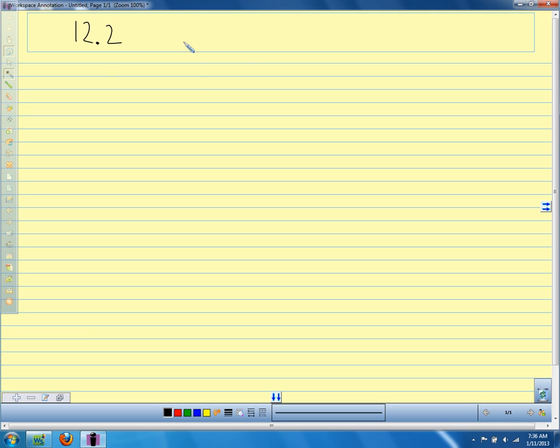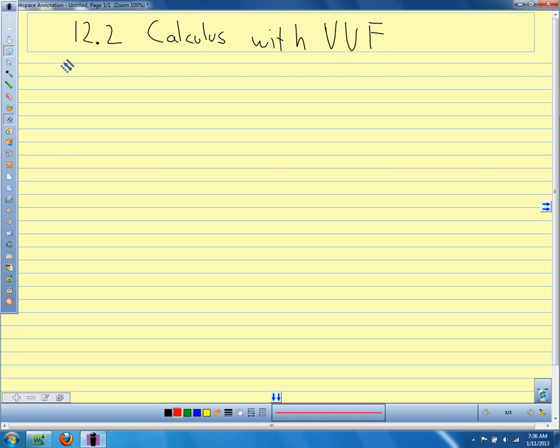So we're in 12.2. We're going to do calculus with, I'm going to just write VVF, vector valued functions. So a lot of what we'll do this semester is take what we know about real valued functions and just extend it to vector valued functions. So we'll say we know this about real valued functions, and we'll extend it to these other things that we're working with.